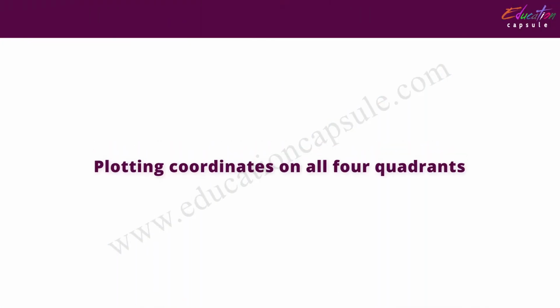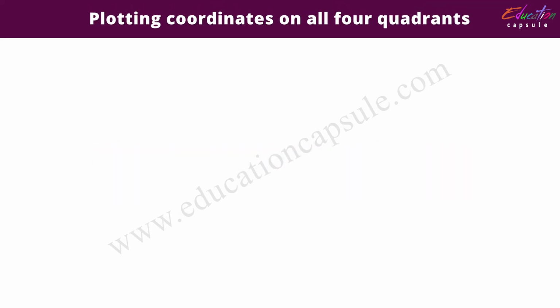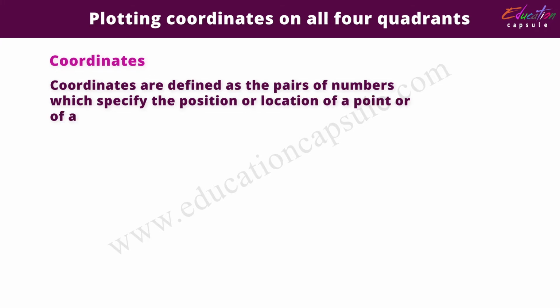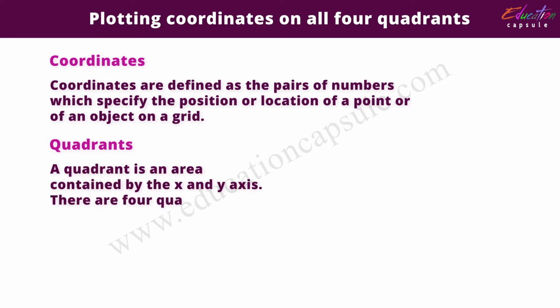Hi, today we are going to learn about plotting coordinates on all four quadrants. First of all, what are coordinates? Coordinates are defined as the pair of numbers which specify the position or location of a point or of an object on a grid. Now what are quadrants? A quadrant is an area contained by the x and y axis. There are four quadrants in a graph.